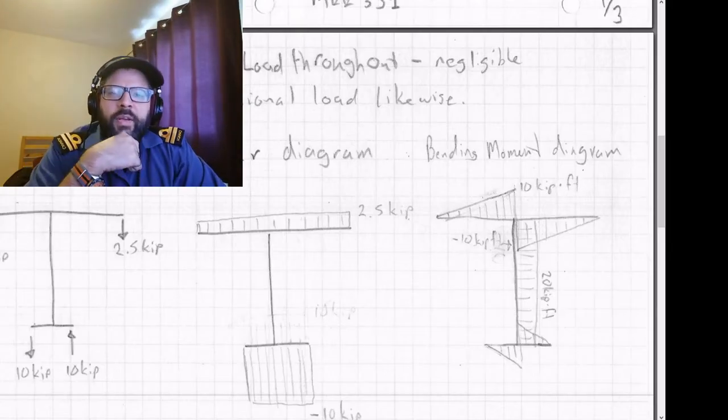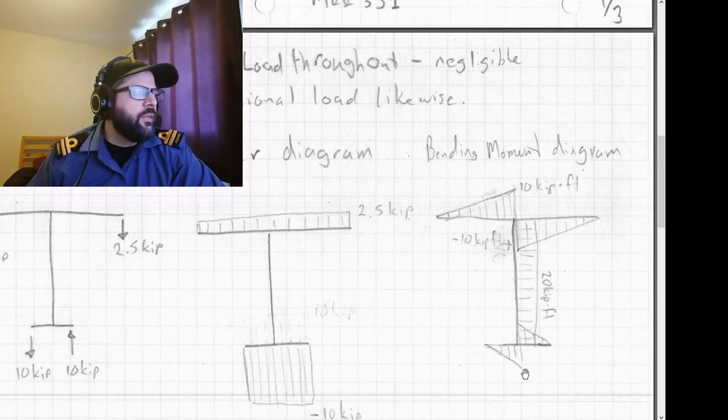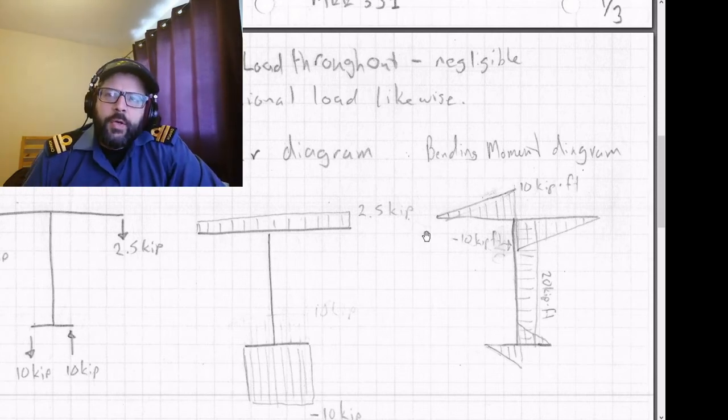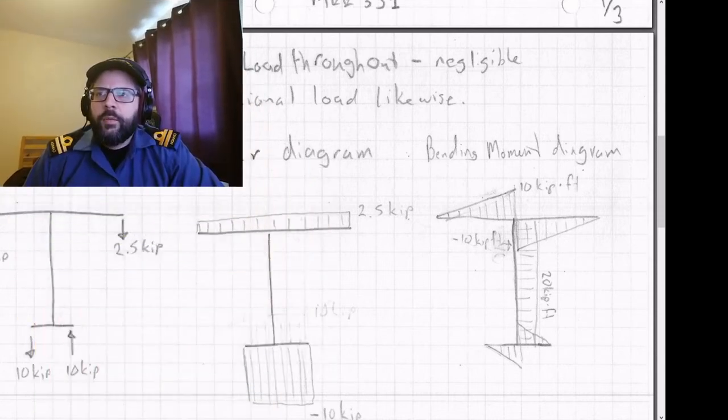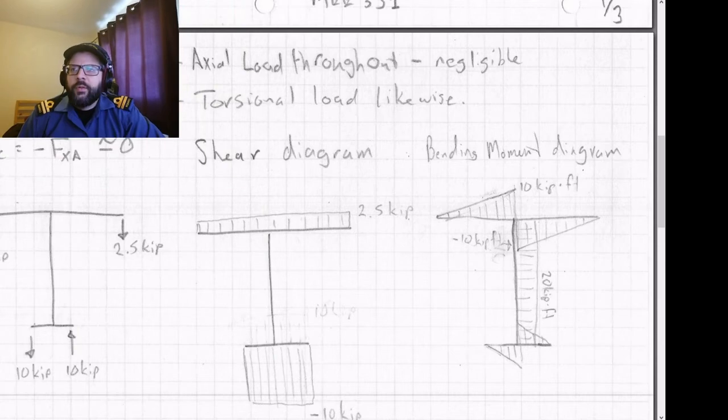So we've also got the bending moment diagram that we need to do. That is based upon a combination of the shear diagram and the point bending moments that are applied to these two beams by the reaction from this one that's connecting them.